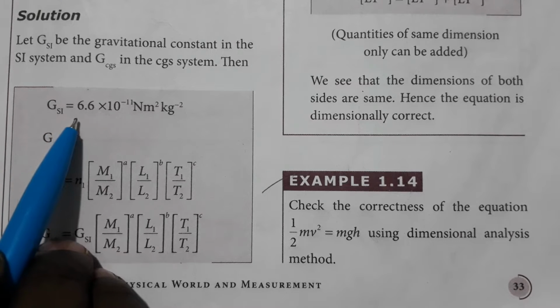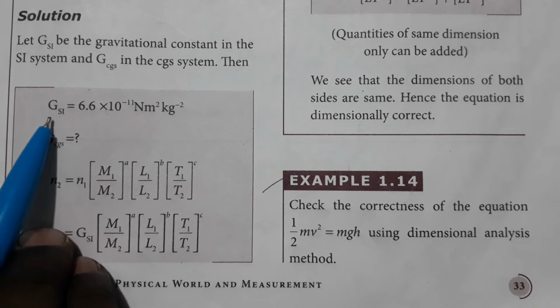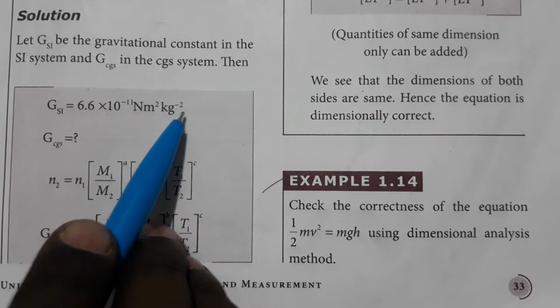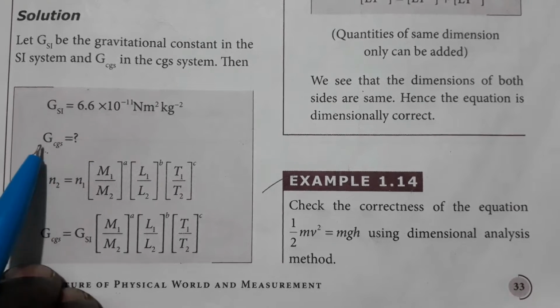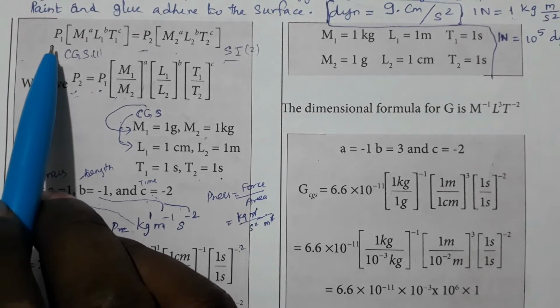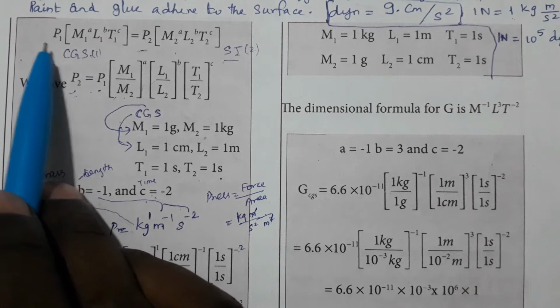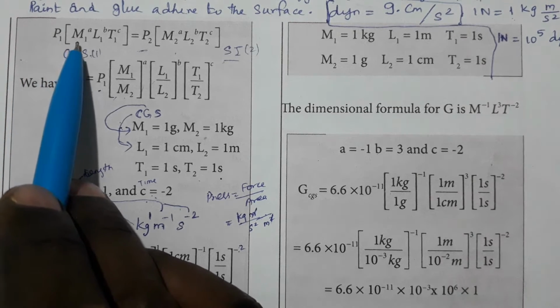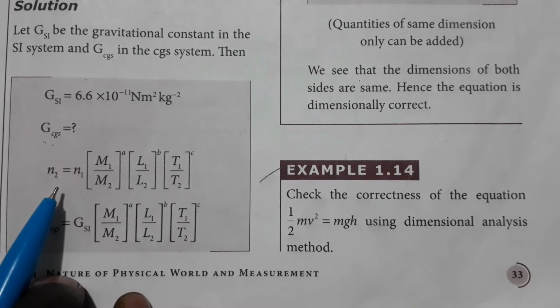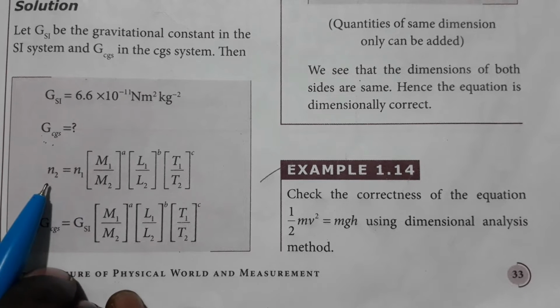Now the gravitational constant in SI unit, that is G_SI, means the gravitational constant value in SI unit is 6.6 × 10^-11 N m² kg^-2. Now we have to find the gravitational constant in CGS units. Using the same method, in the previous problem the value already given in CGS units was taken as P1, so M1, L1 and T1. The value that is to be found out was taken as P2. Similarly here the value to be found out is taken as P2.